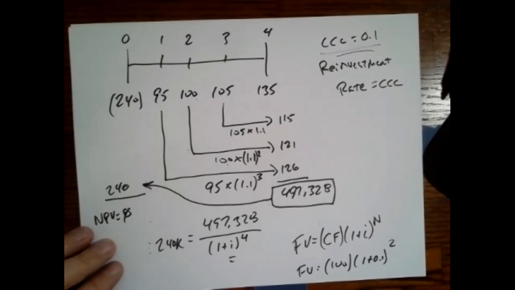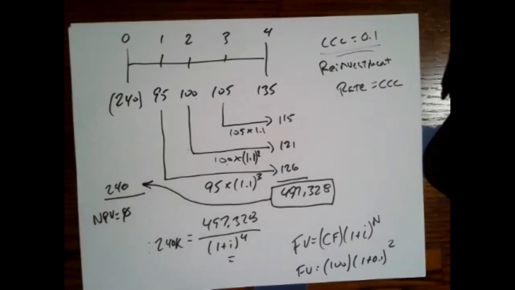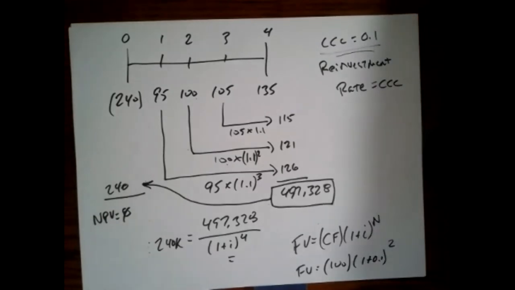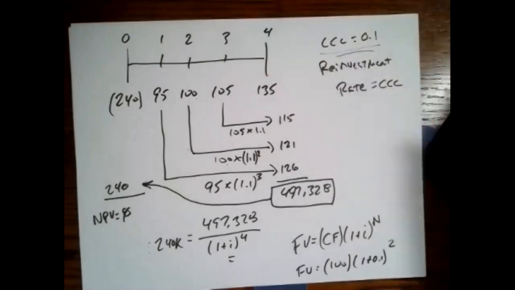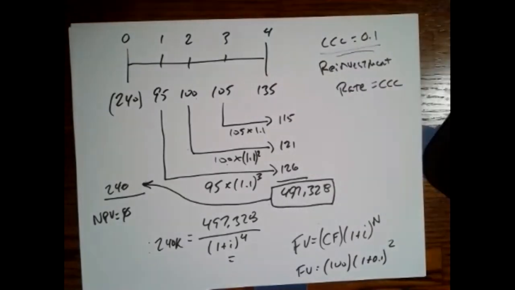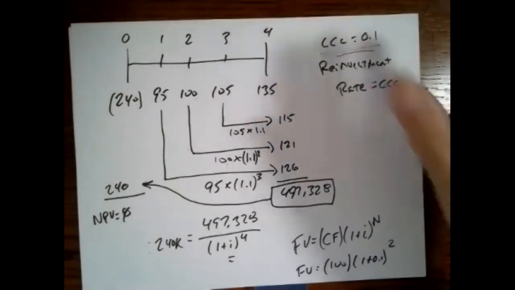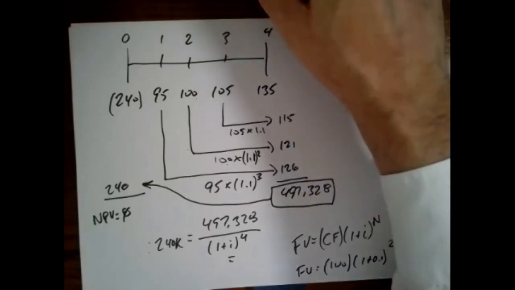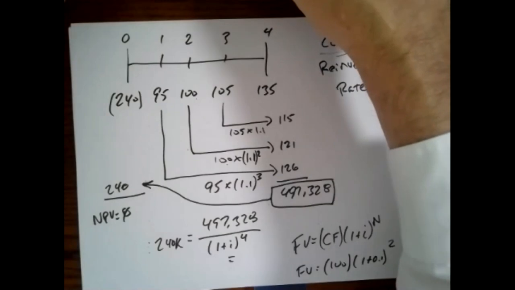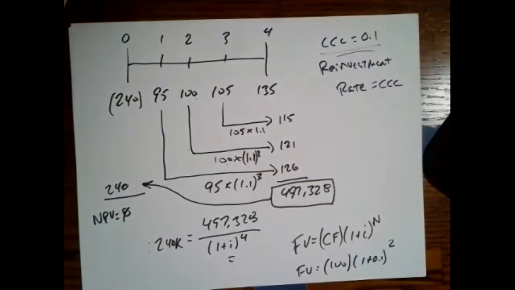and we can tell it, now, we're going to make this equal to 240,000. So we're going to say, I'm going to take this value, the future value of the cash flows, divided by 1 plus the MIRR.